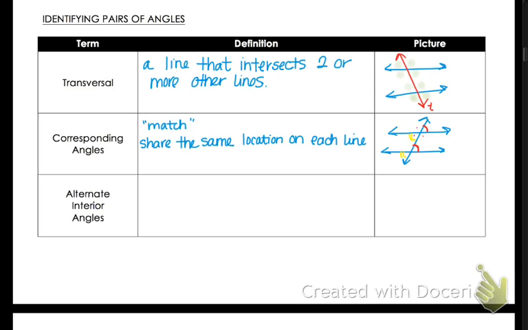So alternate interior angles are going to be on the interior of the 2 lines. Interior of 2 lines. And they have to be on opposite sides of the transversal.